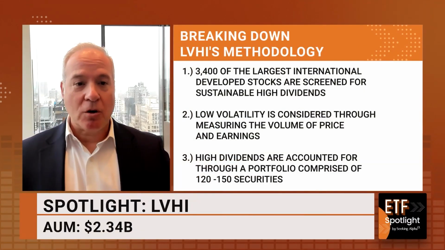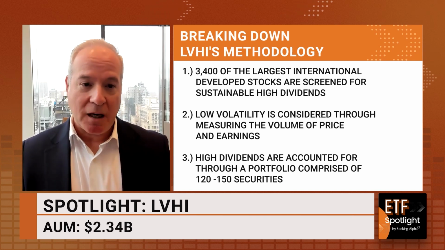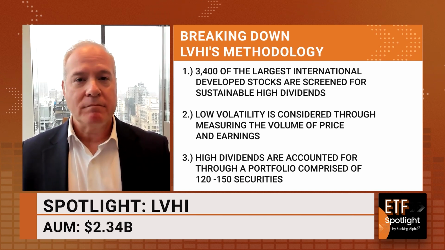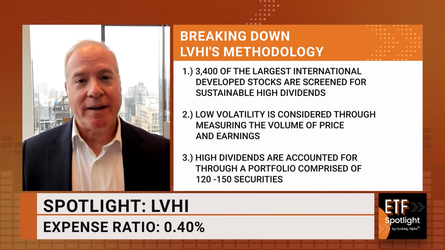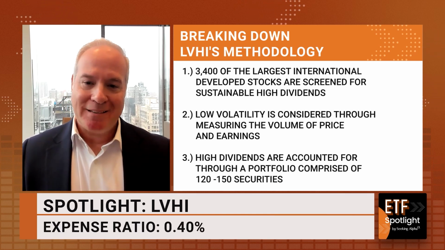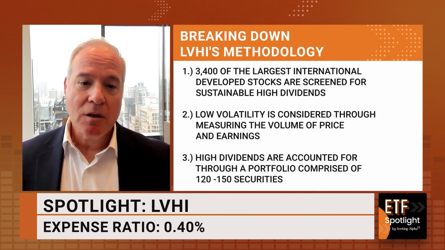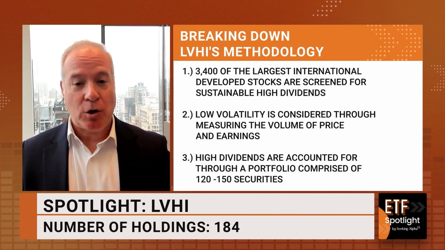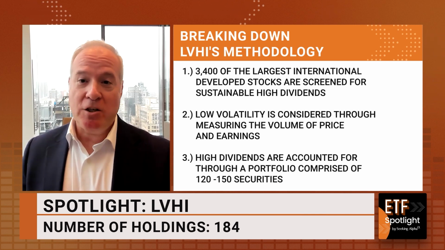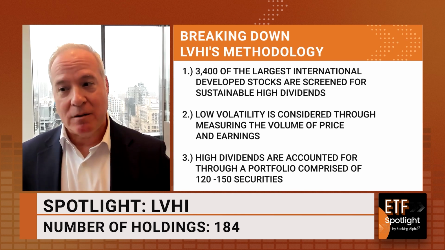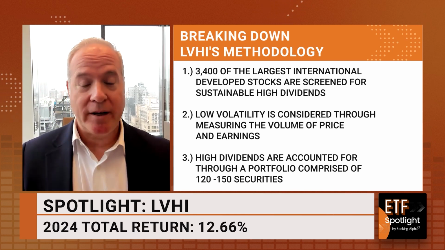Sure. Well, we start with the index's 3,400 largest international developed stocks. And in step one, we screen for sustainable high dividends. We want to find companies that have earnings exceeding their dividends. Number two, low volatility. We look at the vol of price and earnings. We measure that. And also countries with high interest rates are adjusted down to mitigate the costs of hedging, which could be very expensive.